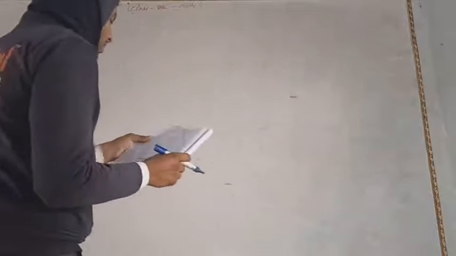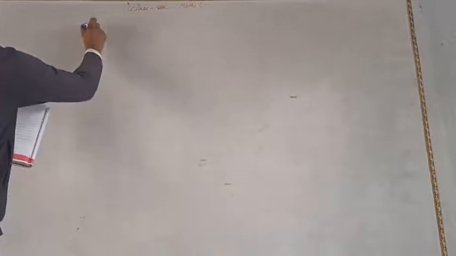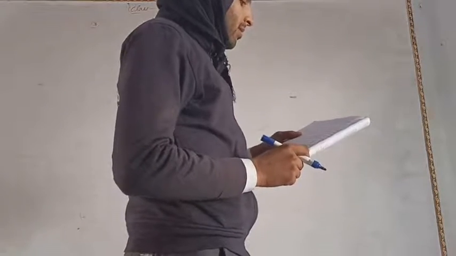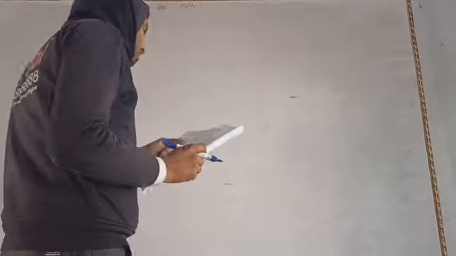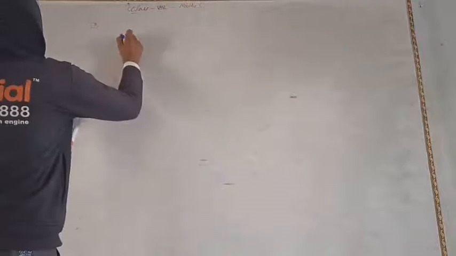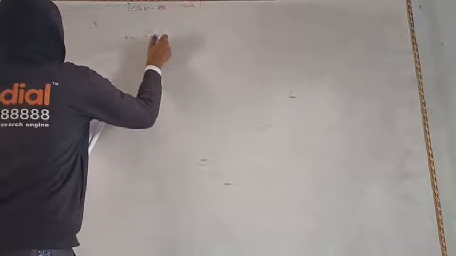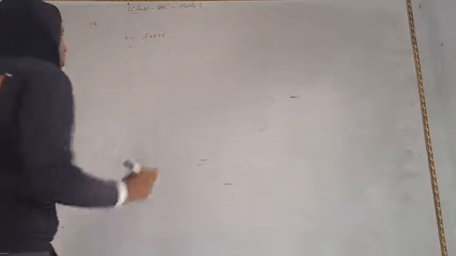Problem number 3. In problem number 3, you are given a table with length, breadth, and height. Given that, you have to find out the volume. So you know that volume V is equal to L into B into H, length into breadth into height.